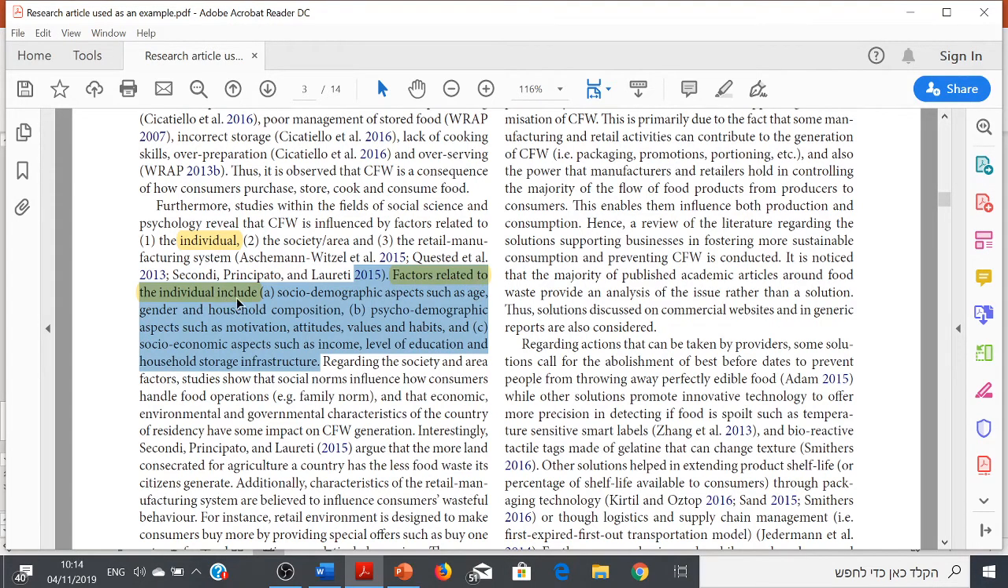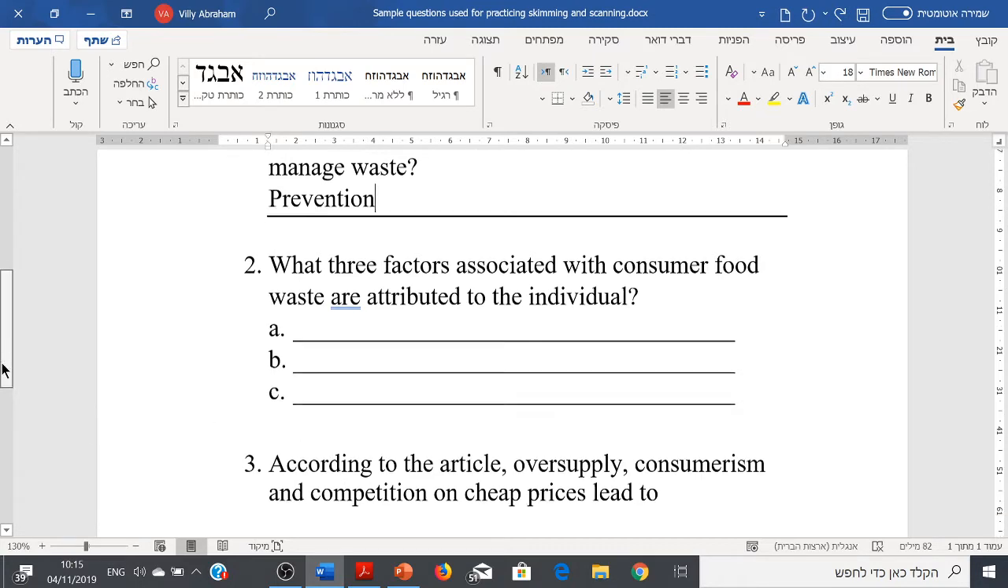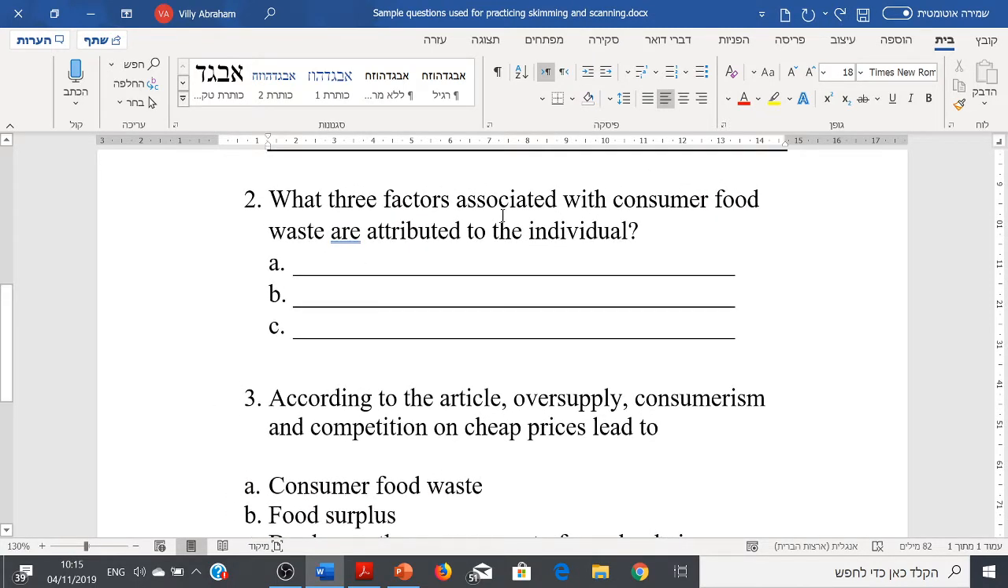Factors related to the individual include socio-demographic aspects such as age, gender, and household composition, psychodemographic aspects such as motivation, attitudes, values, and habits, and socioeconomic aspects such as income, level of education, and household storage infrastructure. So we actually found the three factors, right? It's socio-demographic, psychodemographic, and socioeconomic. Let's go back to the question.